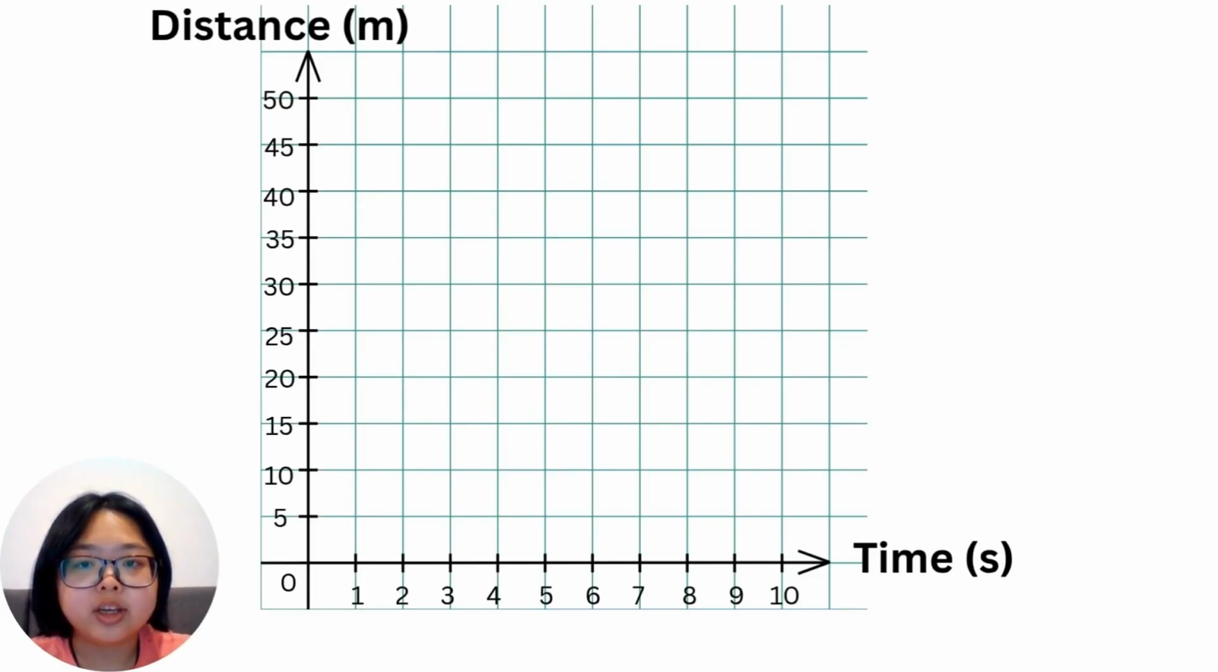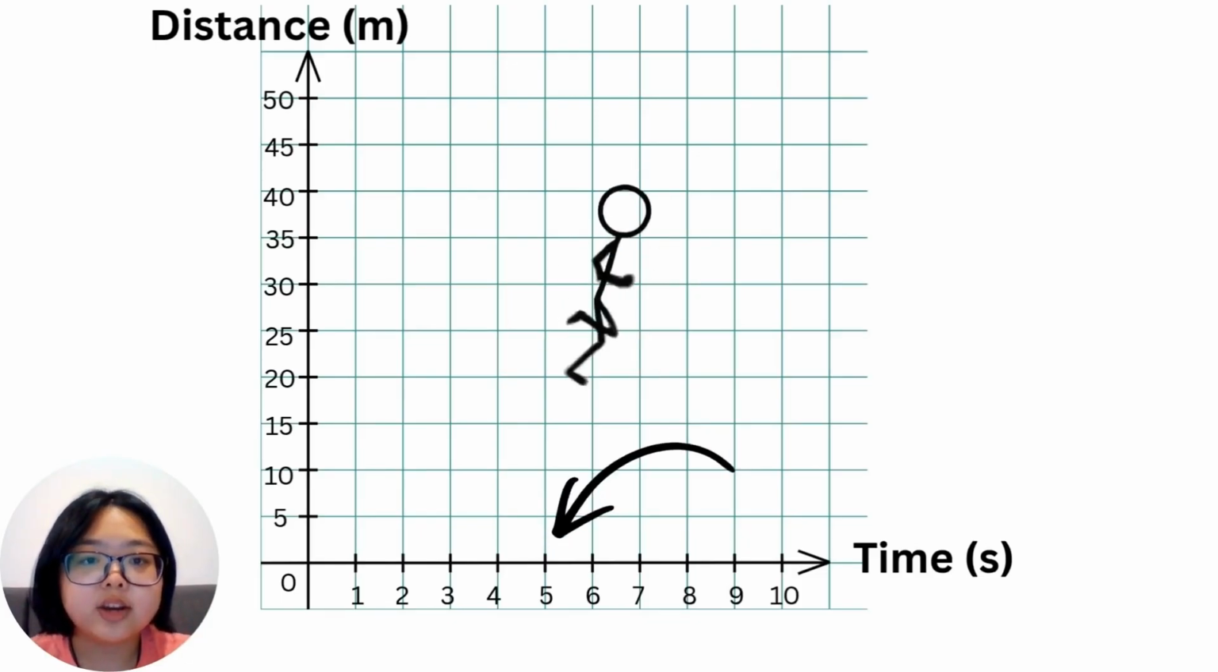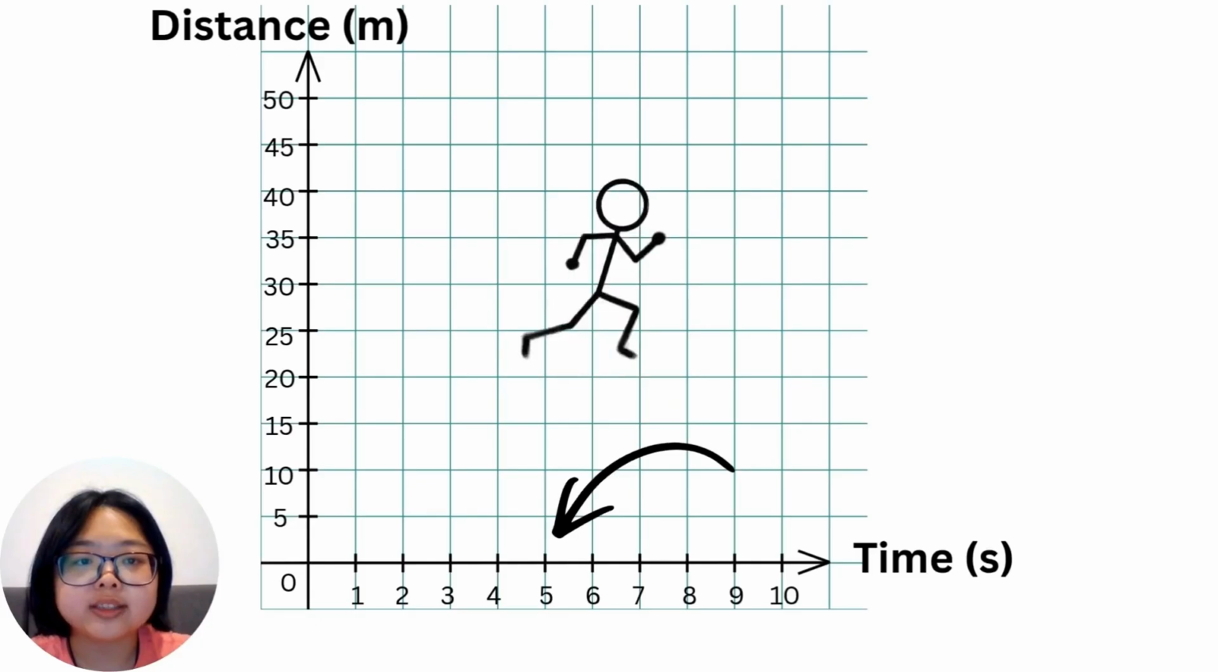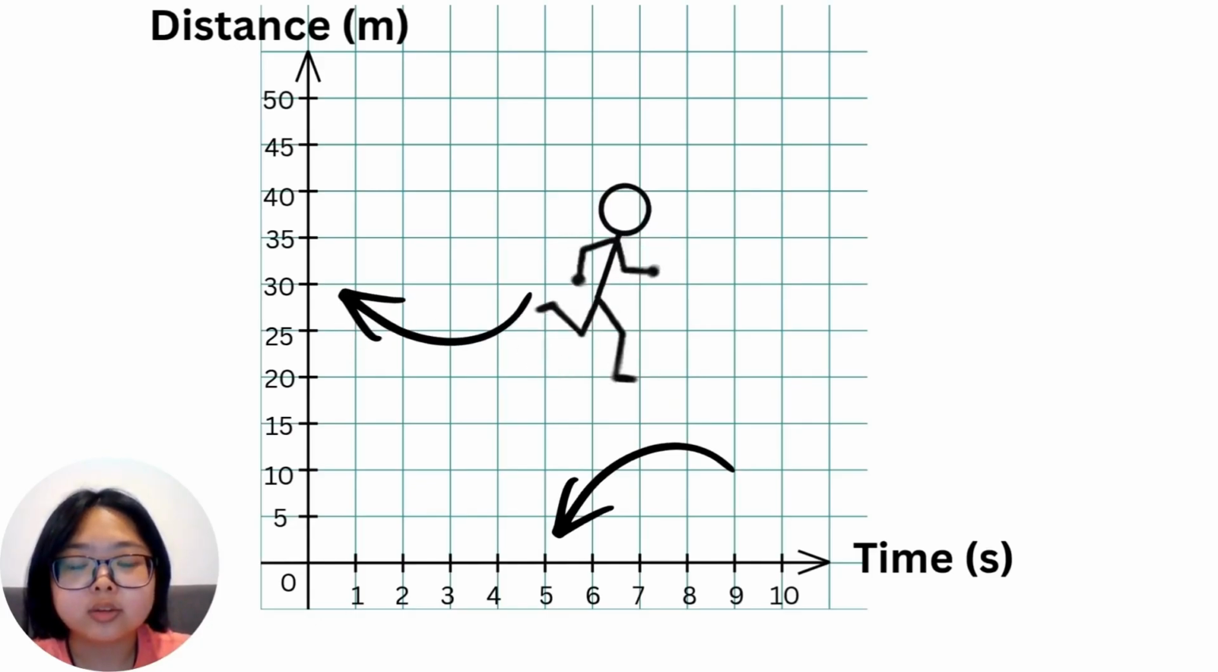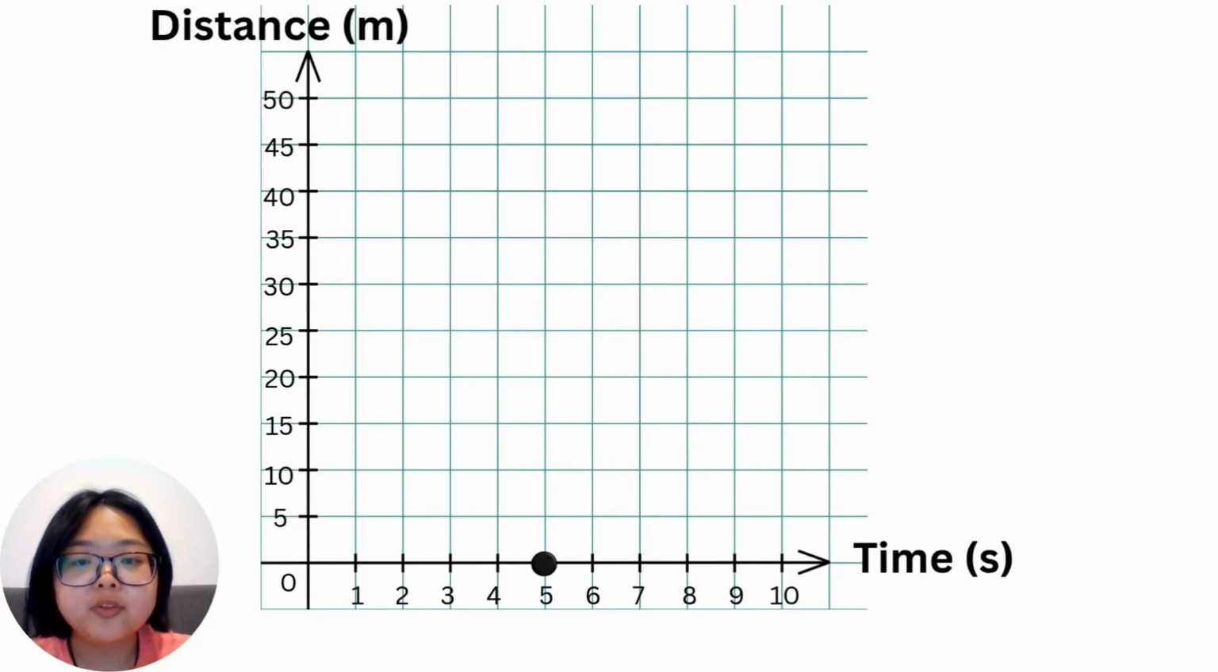Phase 1 was my sudden sprint. For the first 5 seconds, I ran flat out and covered exactly 30 meters. To plot this, we find 5 seconds on the bottom, move up to 30 meters on the side, and mark the spot. Then, we connect the start to this point. We get a straight line sloping upwards. This steady slope tells us I was moving at a constant speed.